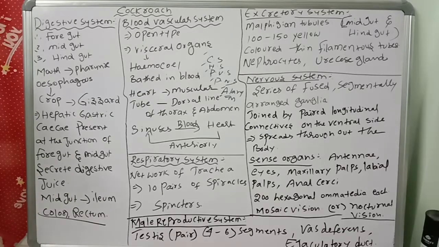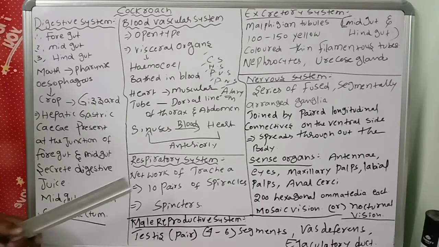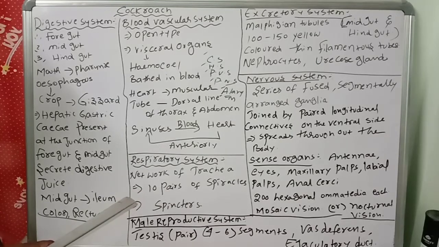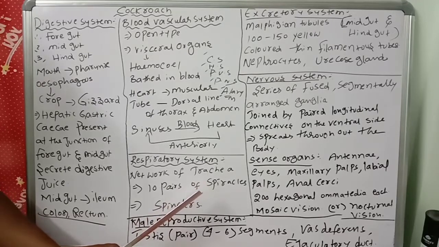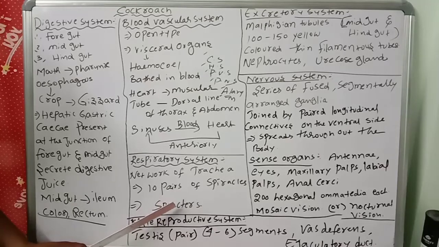Okay, the next important system is the respiratory system. The respiratory system consists of a network of trachea that opens through 10 pairs of small holes called spiracles. The 10 pairs of small holes called spiracles are present on the lateral side of the body. The opening of the spiracles is regulated by sphincters.